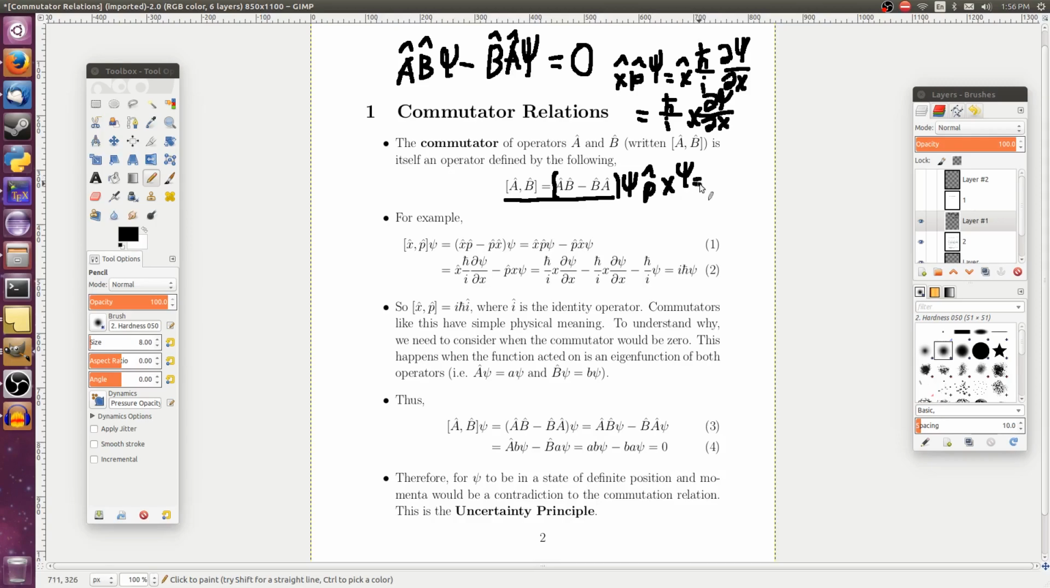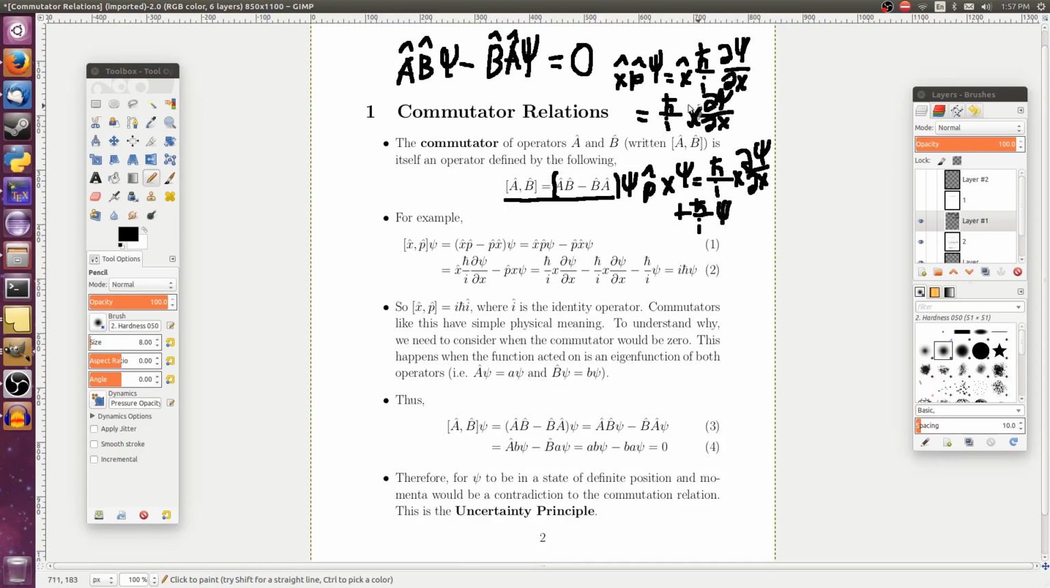So when I do that, I get h bar over i x partial psi over partial x. So this is what we got above, but then we're also going to get an extra term. We're going to get a plus h bar over i times psi.